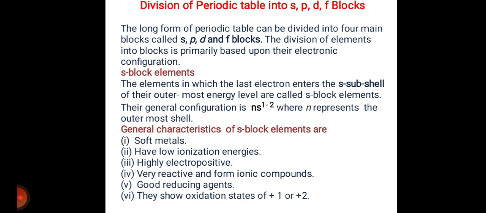And what are the general characteristics of the s block elements? If the elements belong to the s block, they are soft metals, have low ionization energies and high electropositive nature, are very reactive and form ionic compounds. They are very good conductors and good reducing agents. They show an oxidation state of +1 or +2. Most s block elements are present on the left hand side of the periodic table.